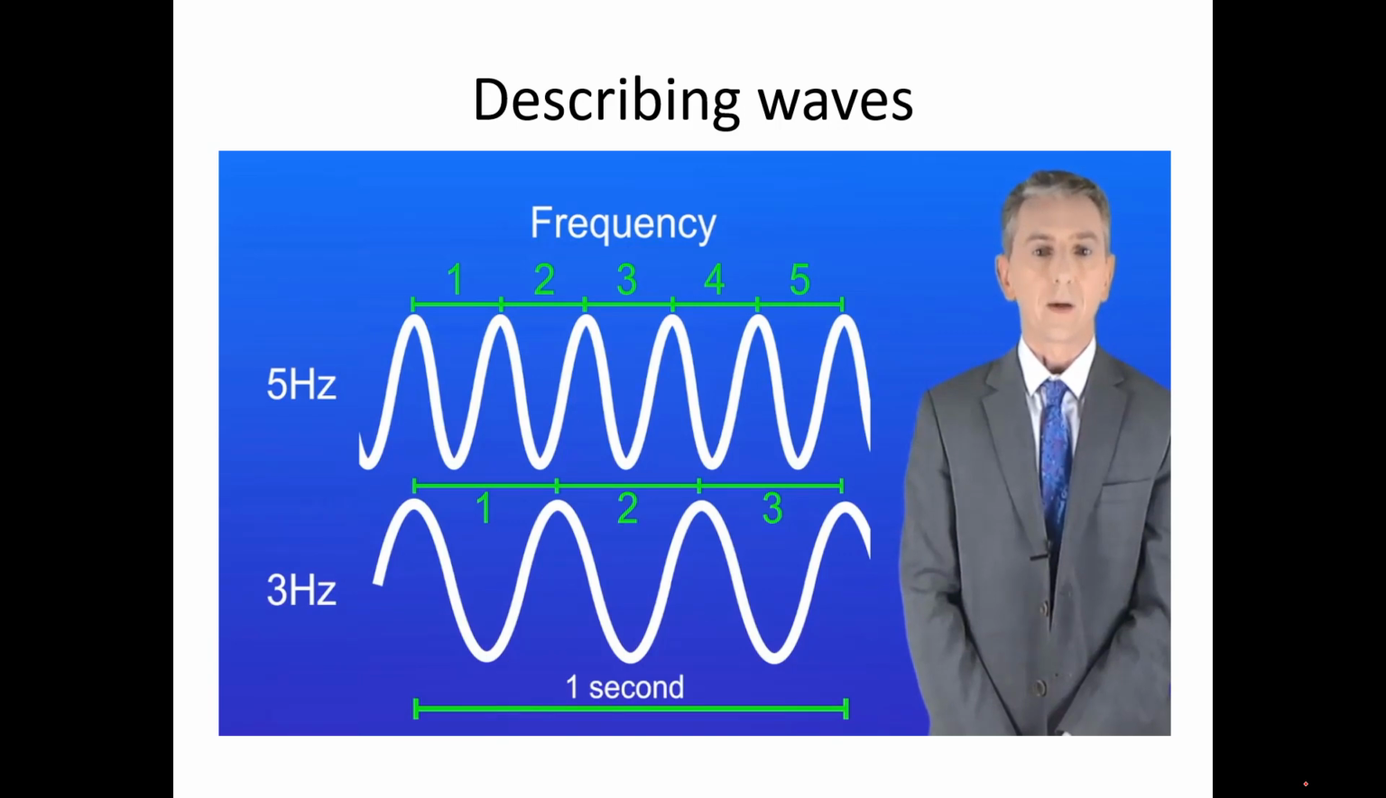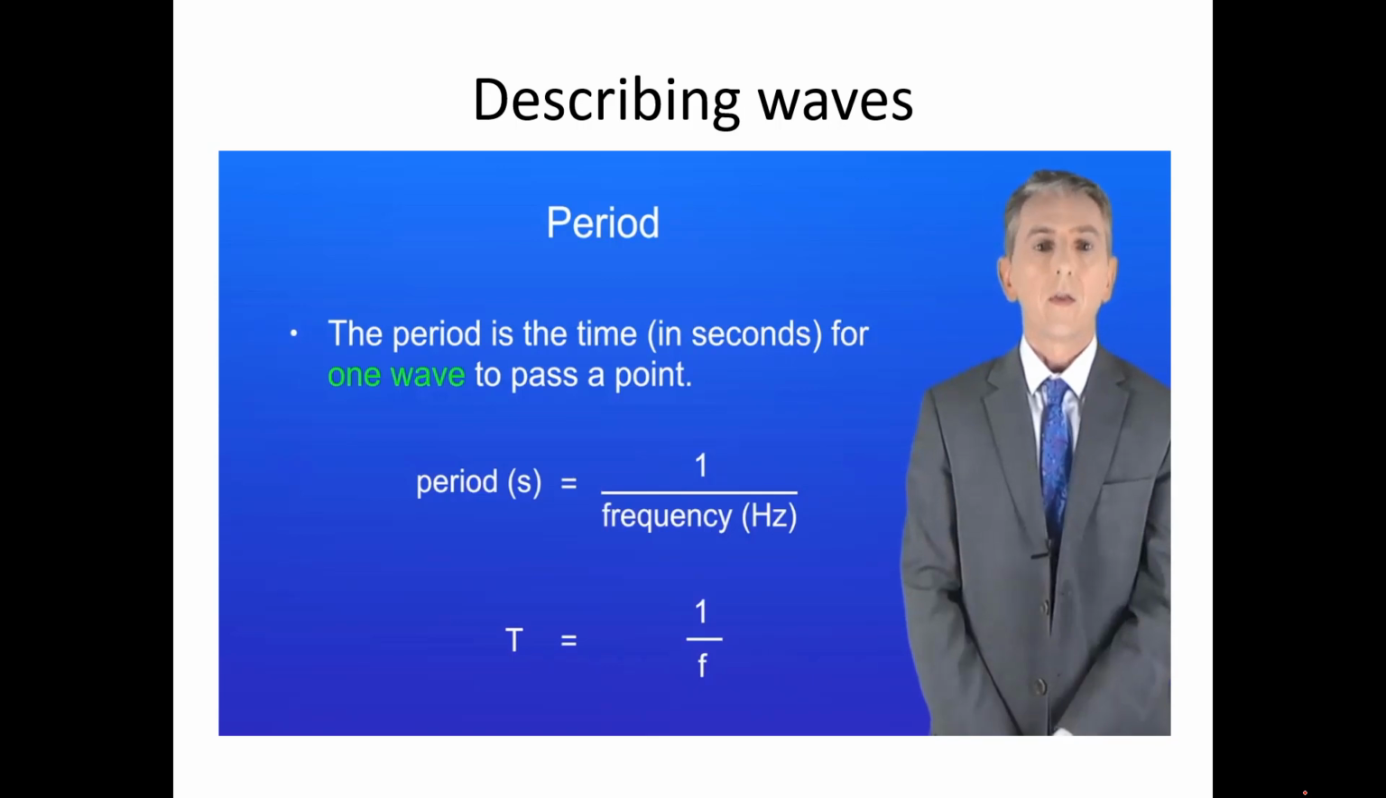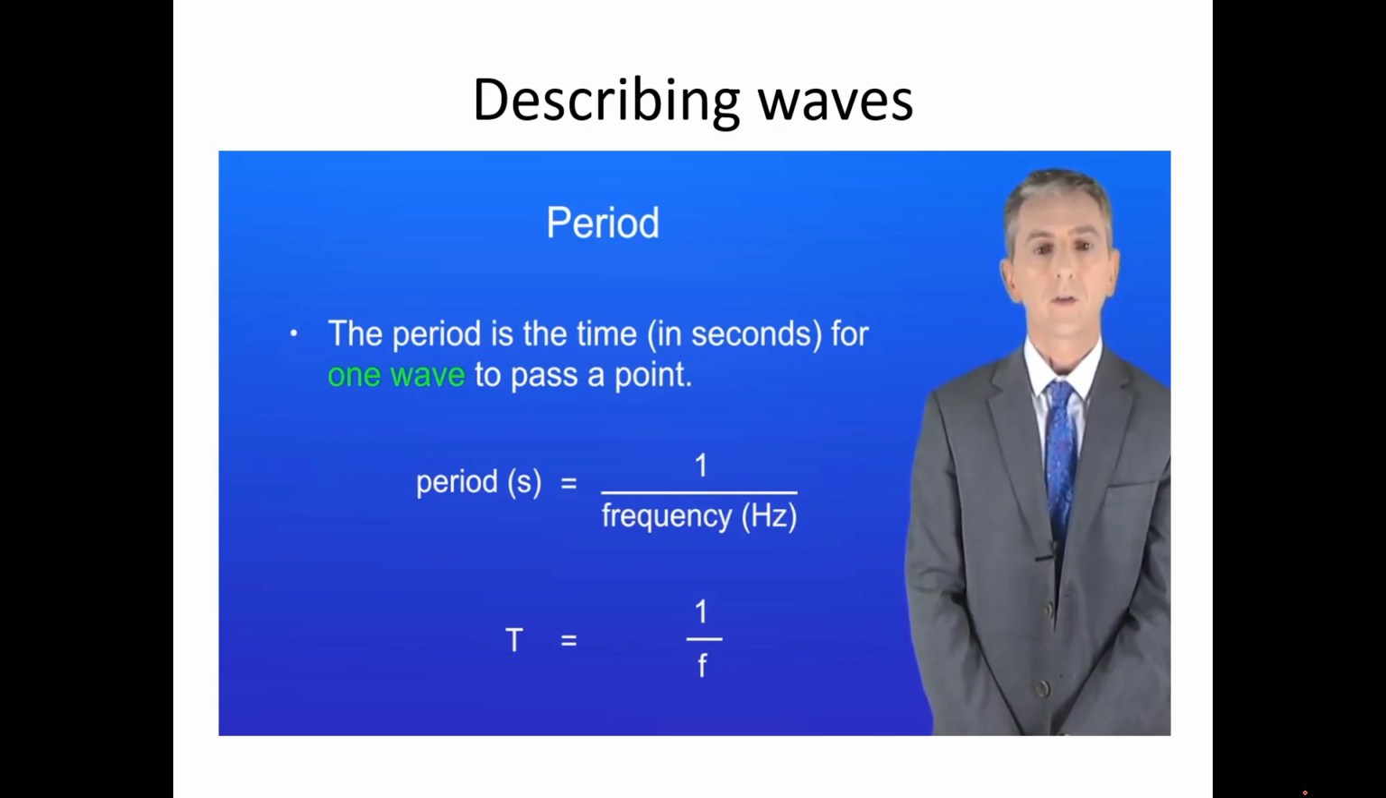Now, the final property of waves is called the period. The period is the time in seconds for one wave to pass a point. We calculate the period using this equation. This is given to you in your exam, but the units are not given, so you need to learn them. The period in seconds equals 1 divided by the frequency in hertz.